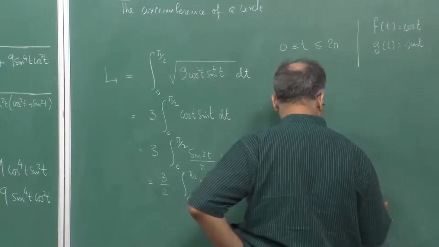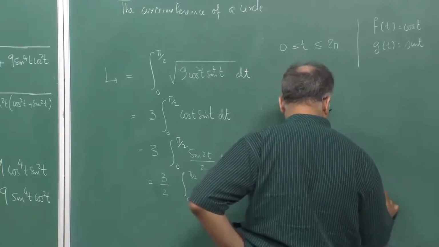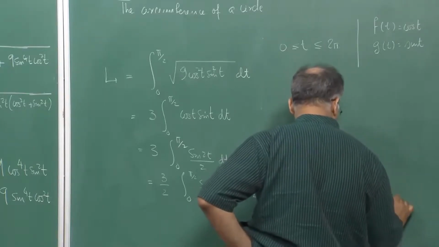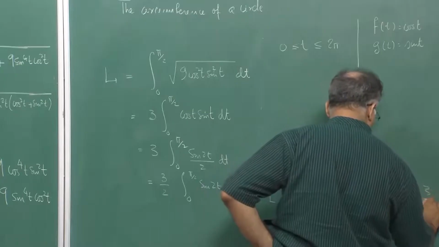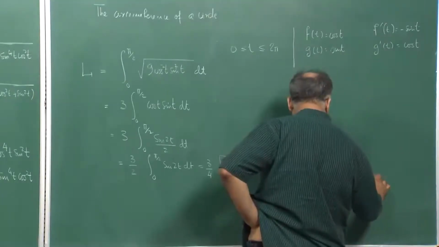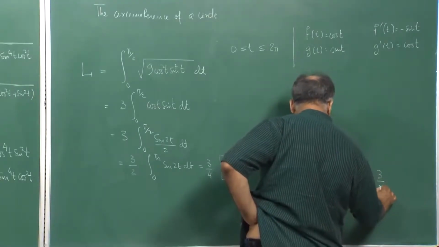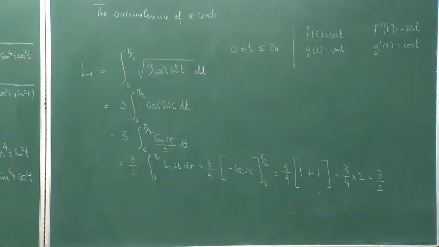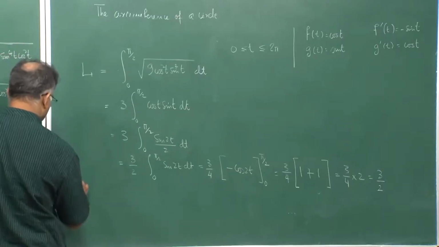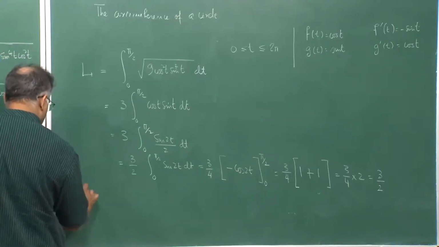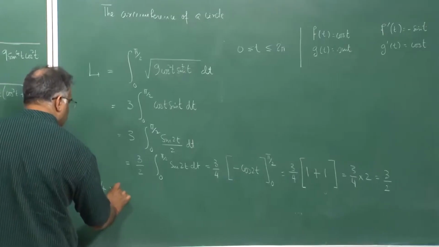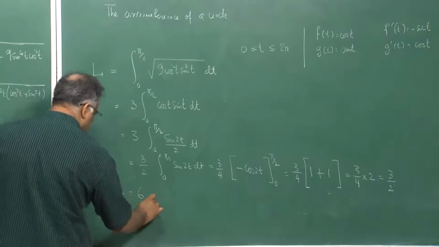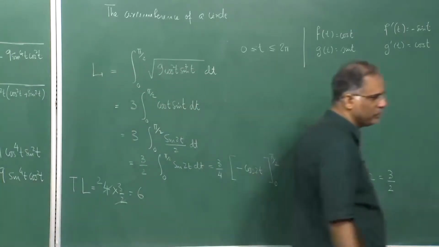so it is 1 minus, plus cos 0 is 1, it is 2. So, it is 3 by 4th into 2, which is equal to 3 by 2. So, 3 by 2 is the answer for this part only. So, for the length of the whole curve, the total length TL is 4 into 3 by 2, which is 6 units, whatever units you want.